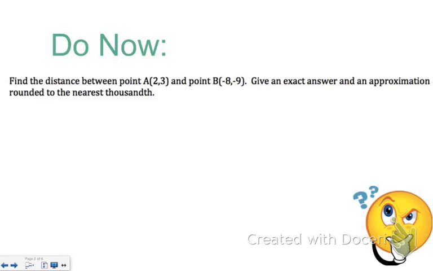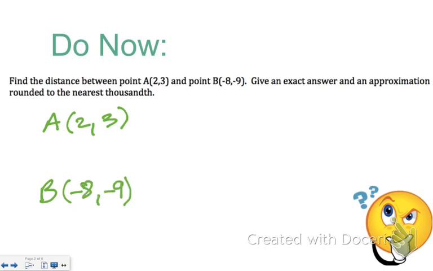Let's begin by going over our do now. Find the distance between point A at (2, 3) and point B at (-8, -9). Give an exact answer and an approximation rounded to the nearest thousand. When we look at these 2 point values, it always helps if you write the coordinates one on top of the other so that we can compare the x values and the y values. So we have A at (2, 3), and B at (-8, -9).